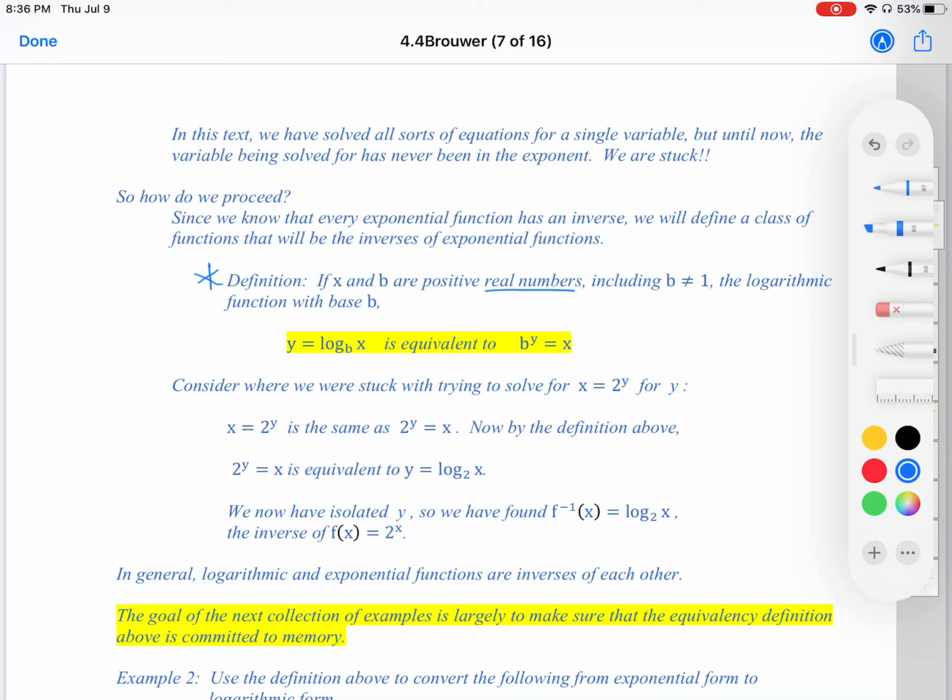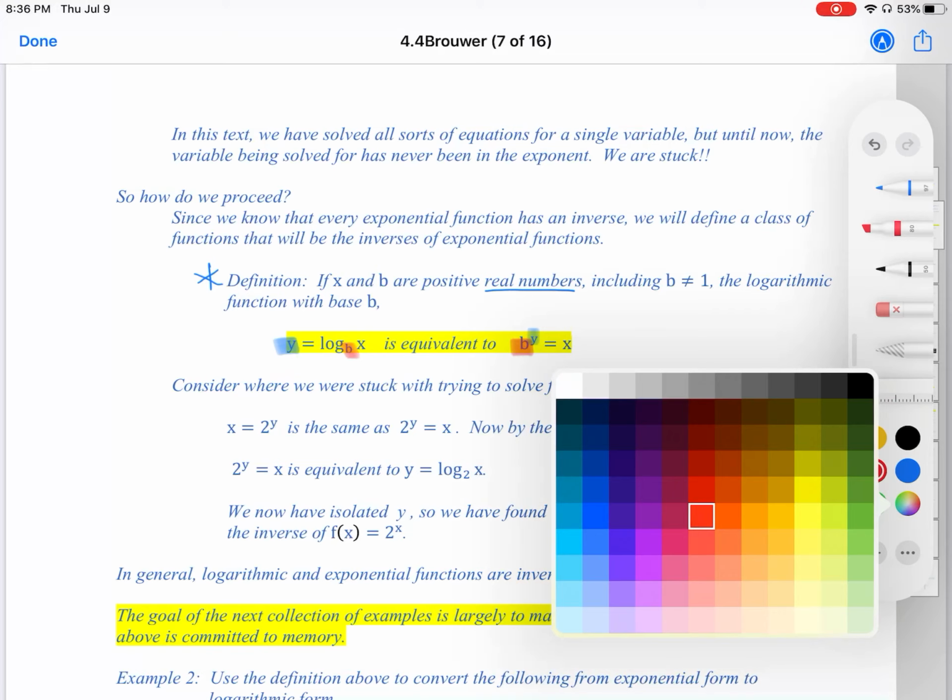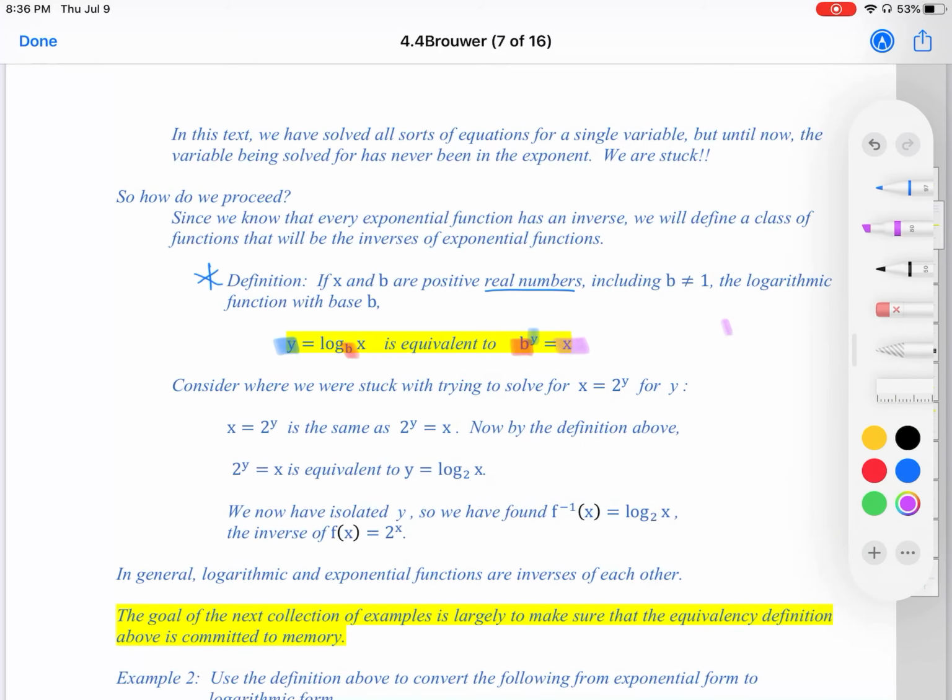So my suggestion is label these values, see where each one goes. What was the y for our log? The answer is our exponent for our exponential function. Our base for the log is also the base for our exponential equation. And our answer in the exponential equation is our argument for the log.